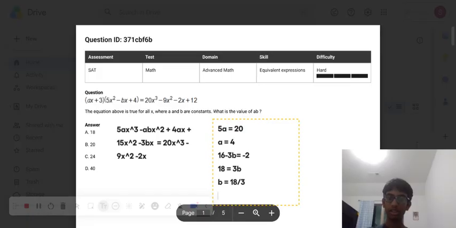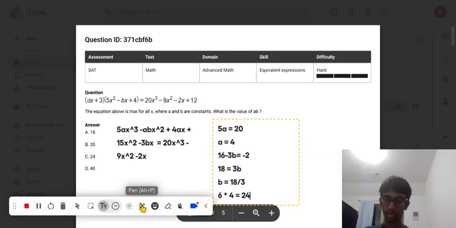What we can do next is simply multiply them together. What we get is 18 divided by 3, which is 6, and ab is 6 times 4, and that is equal to 24. And that's our answer, which is C.